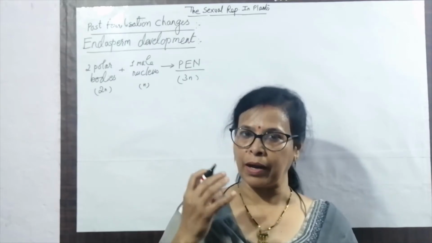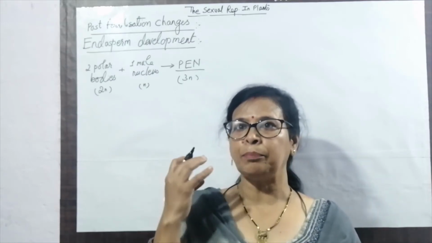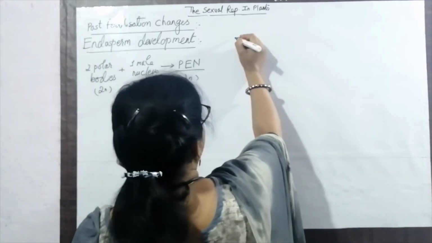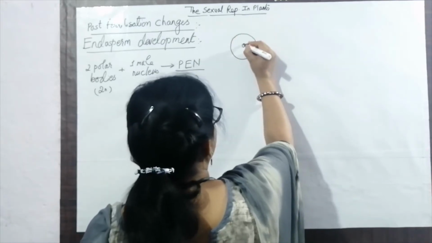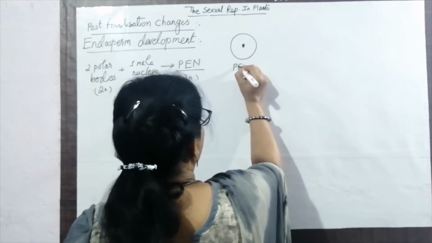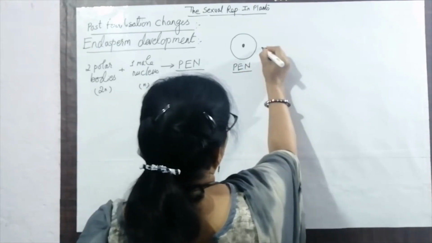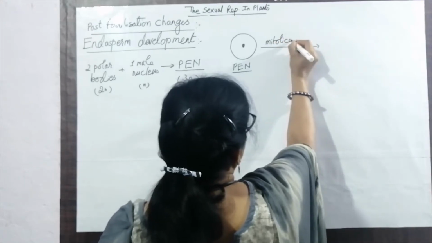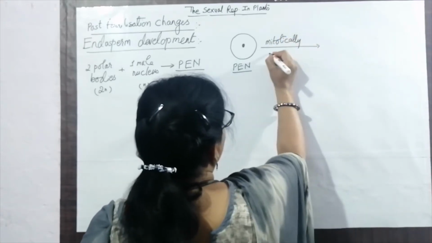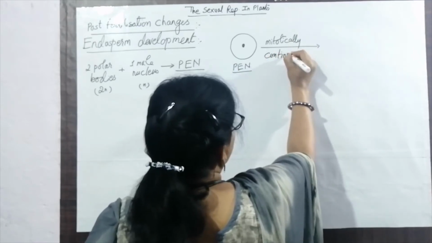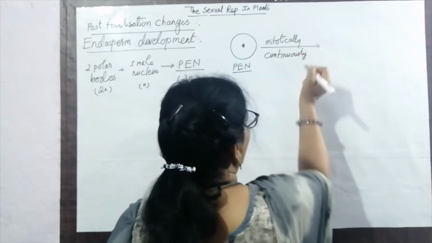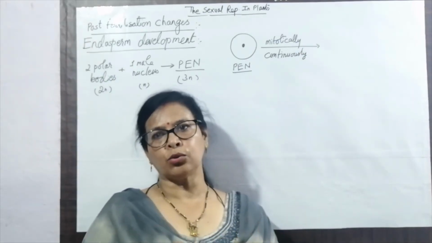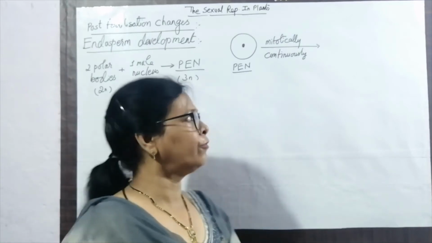So what happens when the primary endosperm nucleus is formed? Repeated mitotic division goes on. This is the primary endosperm nucleus. It divides continuously, mitotically. What is the result? One becomes two, two becomes 4, 4 becomes 8. Like that, the division goes on and a large number of nuclei are formed here.